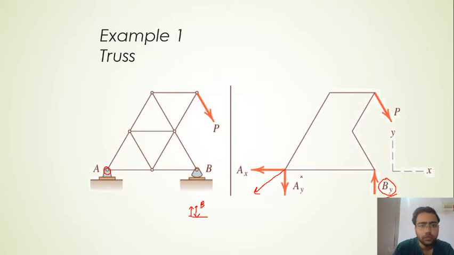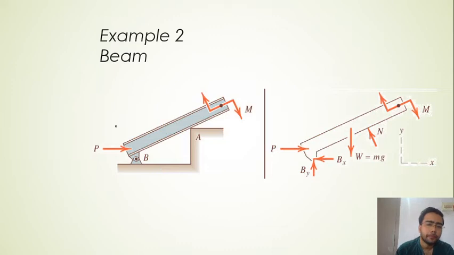Now let us move to the second example. The second example I have taken is a beam. As you can see here, this is a beam that is pin joined at point B and simply supported at point A. One force, P, acts on this beam, and one moment is also acting here this time. So what is moment? Moment is nothing but force times distance, and the unit is Newton meter, right? The moment will be acting here, and we are going to represent it in the free body diagram.